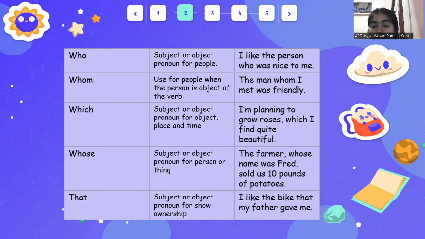Next is whose. We can use it as subject or object pronoun for person or thing. The example is: the farmer, whose name was Fred, sold us 10 pounds of potatoes. And the last is that. We can use it as subject or object pronoun, for show ownership. For example: I like the bike that my father gave me.